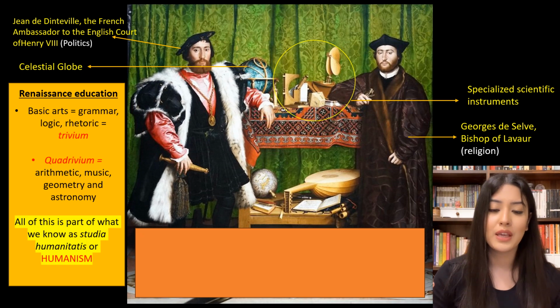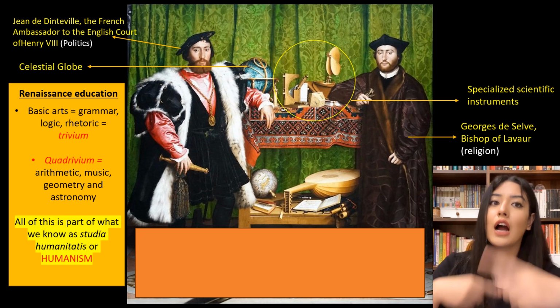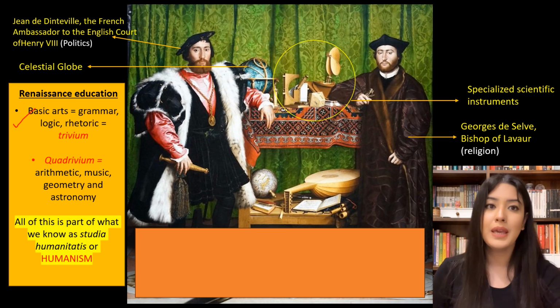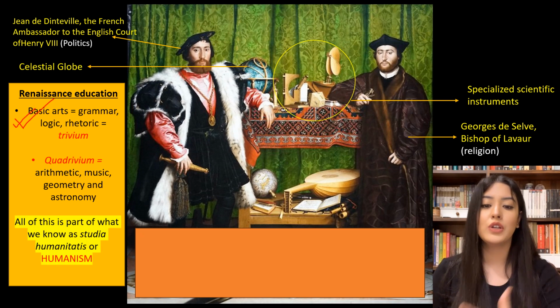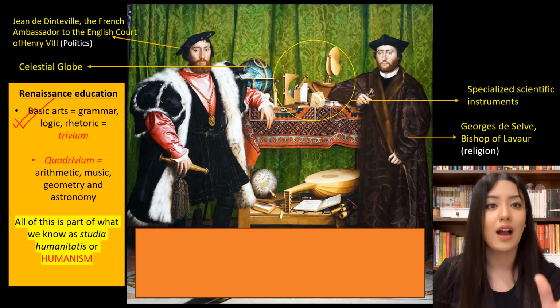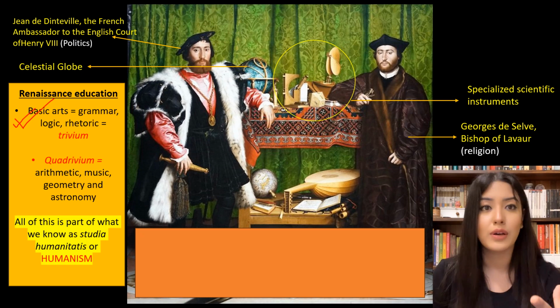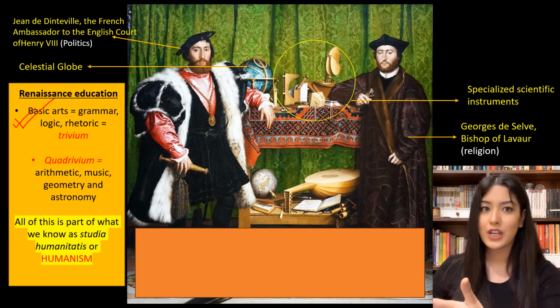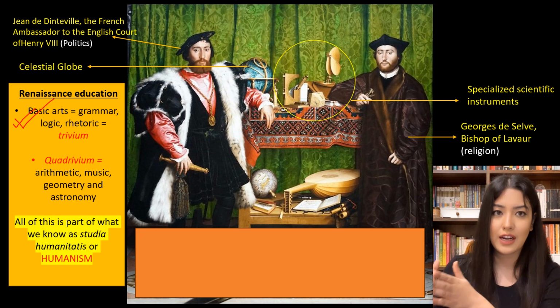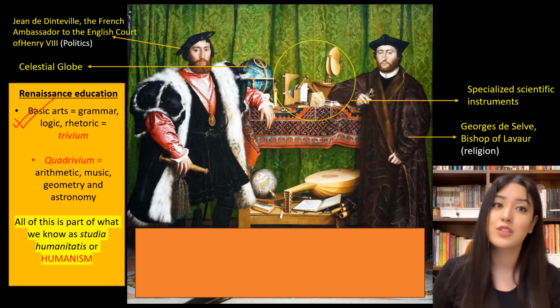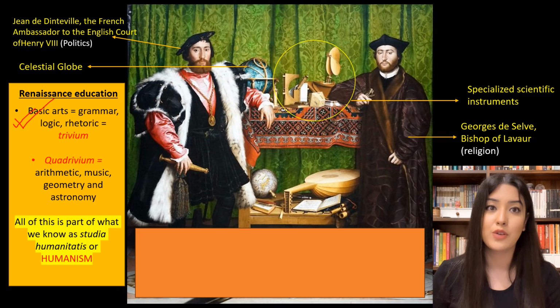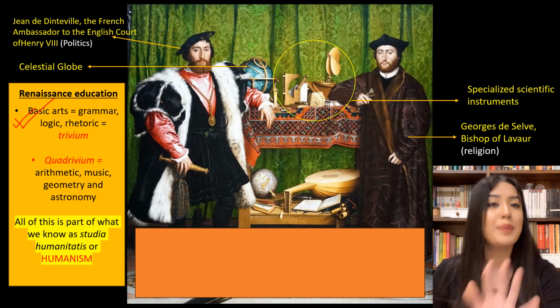Basic arts would be grammar, logic, rhetoric, and these three: grammar, logic and rhetoric. Rhetoric is the art of speaking, okay, the way you speak. So the grammar, rhetoric and logic, these are the basic arts. They are called the trivium. Imagine yourself, you're taking an education during the period of the Renaissance. These are the three basic arts you'd be given education in, okay? You'd receive an education in these basic arts.